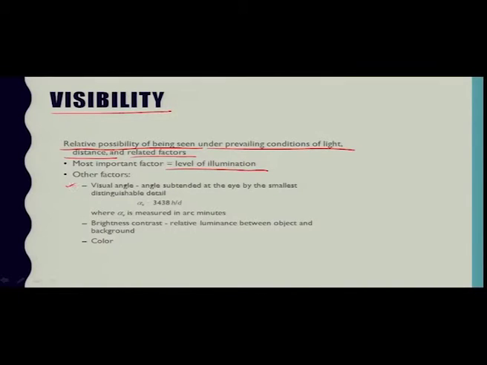Other factors include visual angle. This formula we developed and understood in the previous class when we were talking about the different human senses in the cognitive ergonomics part. There we calculated alpha v equals 3438 h upon d. In summary, the visual angle is defined as the angle subtended at the eye by the smallest distinguishable detail. Then there is brightness contrast, the relative luminance between object and background, and the other factor is color.